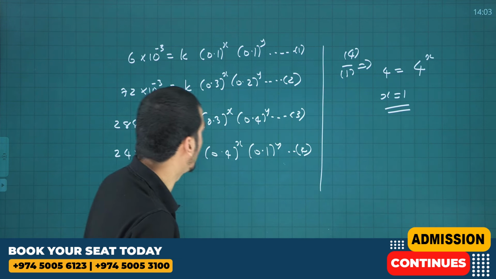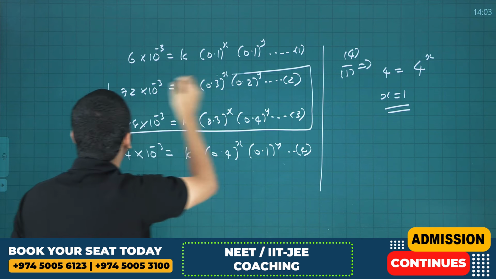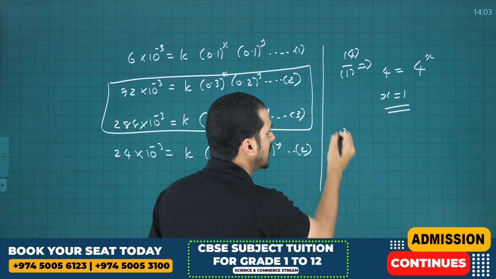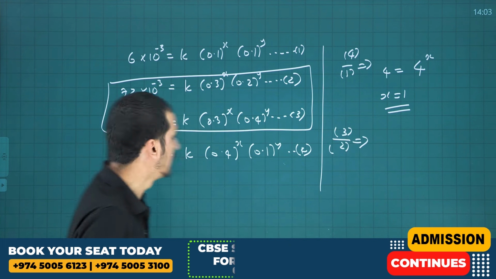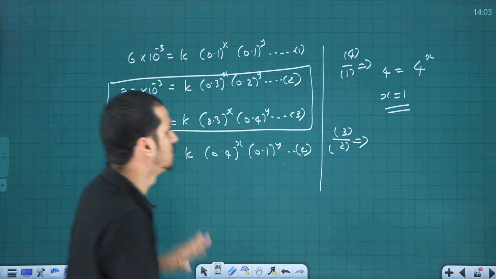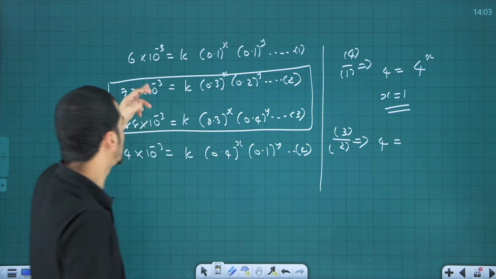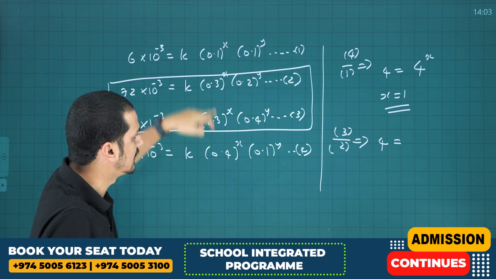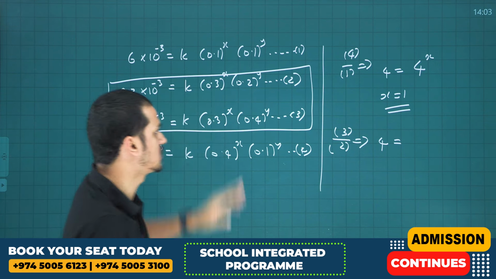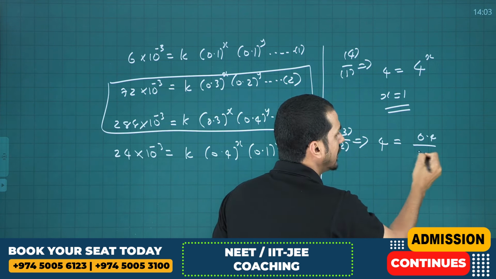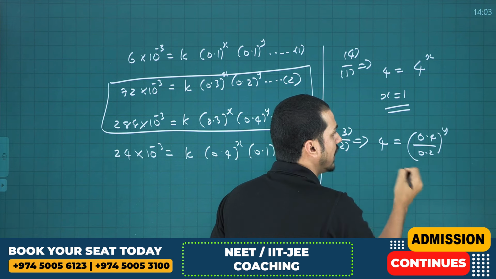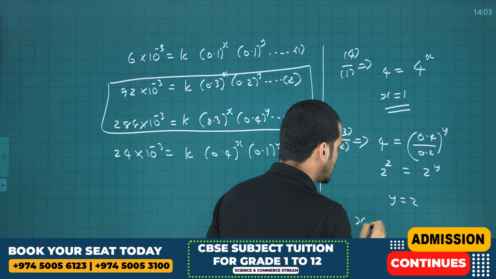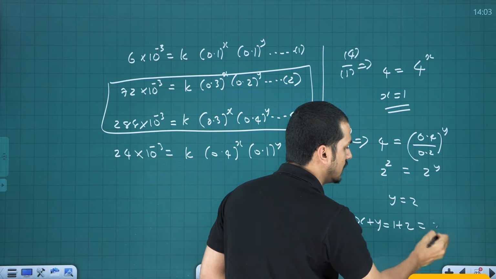Simple. Then similarly, I am taking these 2 and 3. Ready guys? I am dividing equation 3 divided by 2. 288 divided by 72, that is 4. The 10 raised to minus 3, 10 raised to minus 3 I can cancel. Then K I can cancel. X times will get cancelled. 0.4 divided by 0.2 all raised to Y. That means 2 raised to Y. Here it is 2 squared. Y equal to 2. So X plus Y equal to 1 plus 2 equal to 3.